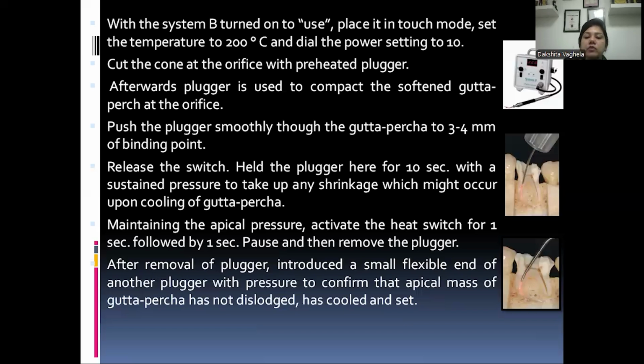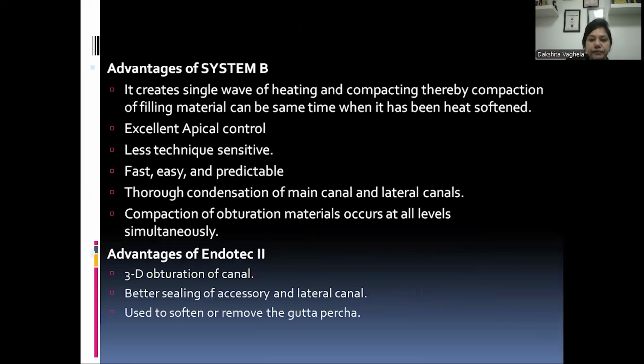After removal of the plugger, introduce a small flexible end of another plugger with pressure to confirm that the apical mass of guttapercha has not dislodged, has cooled and set. Now, the advantage of System B is that it creates a single wave of heating and compacting, thereby compaction of the filling material can occur at the same time as it is heat softened. Excellent apical control, less technique sensitive, fast, easy and predictable. Thorough condensation of main canal and lateral canals. Compaction of obturation material occurs at all levels simultaneously. So with Endotech 2, three-dimensional obturation of the canal is achieved, with better sealing of the accessory and the lateral canals, and it is used to soften or remove the GP at the same time.